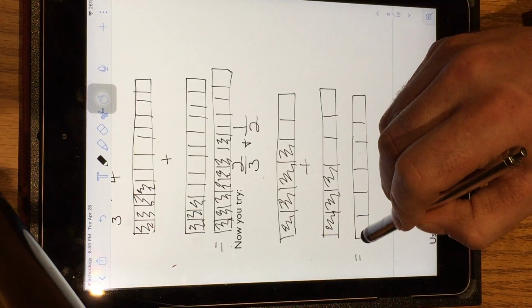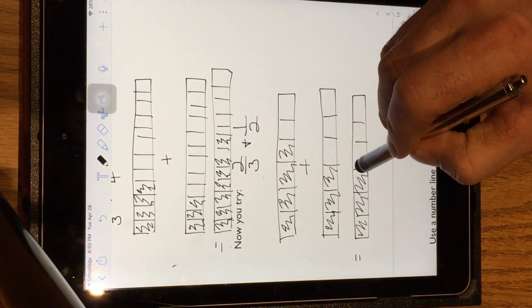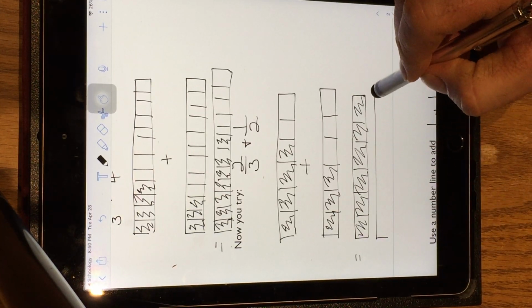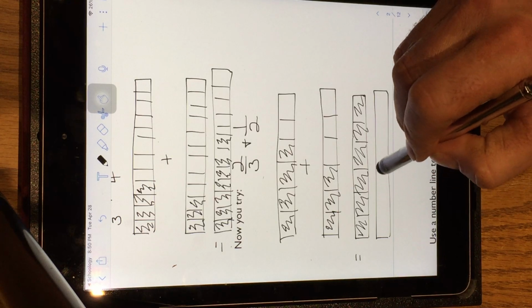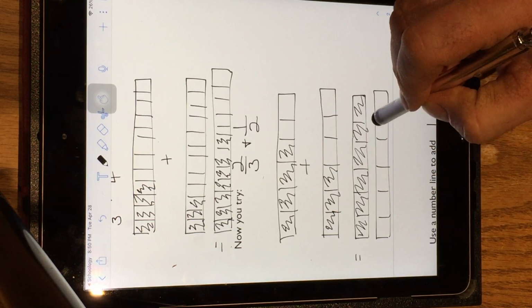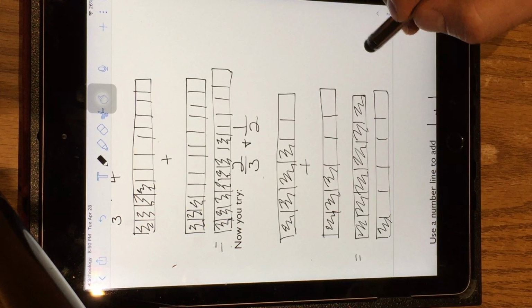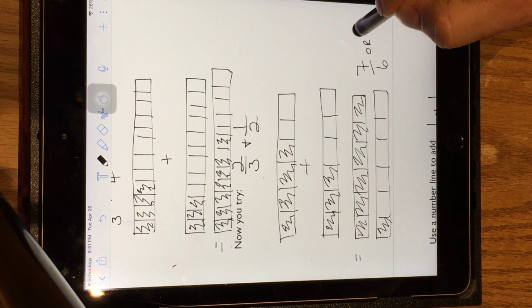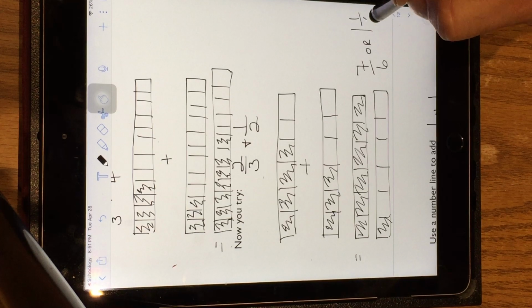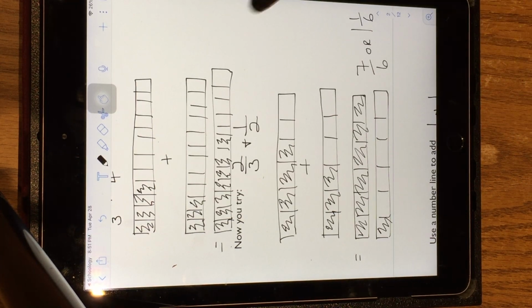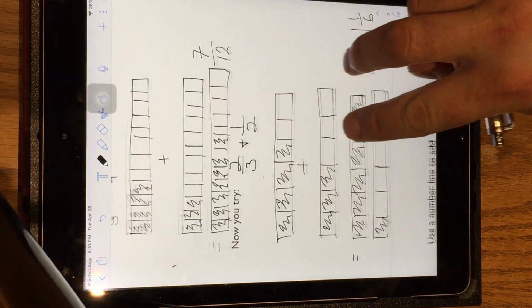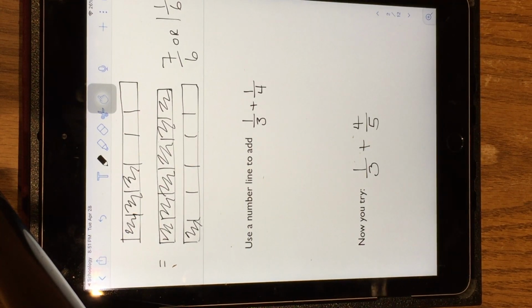So 7/6, there's 1, 2, 3, 4, 5, 6, and we need to draw another fraction strip. And we fill in a 7th sixth. That's going to be 7/6 or 1 and 1/6 as a mixed number. Okay, and this was equal to 7/12. That is lowest terms.